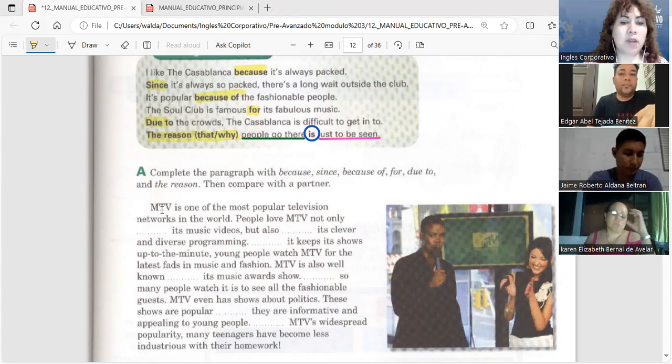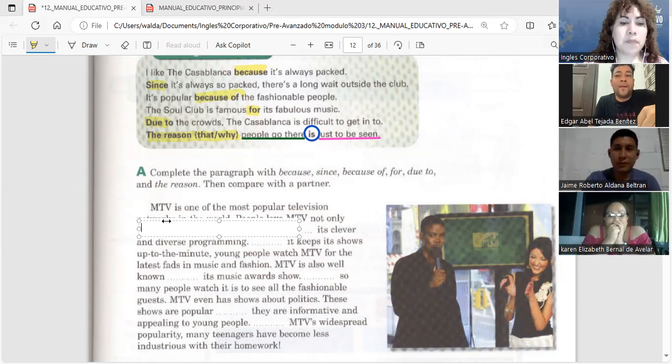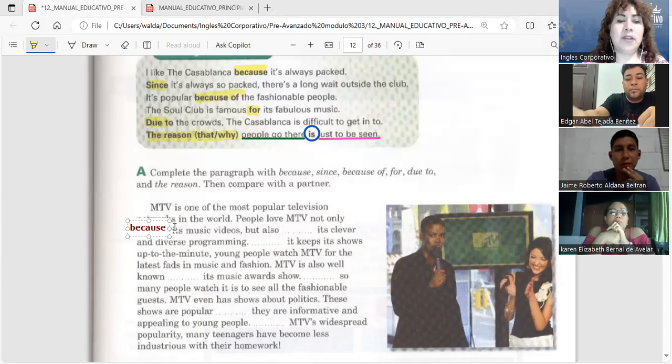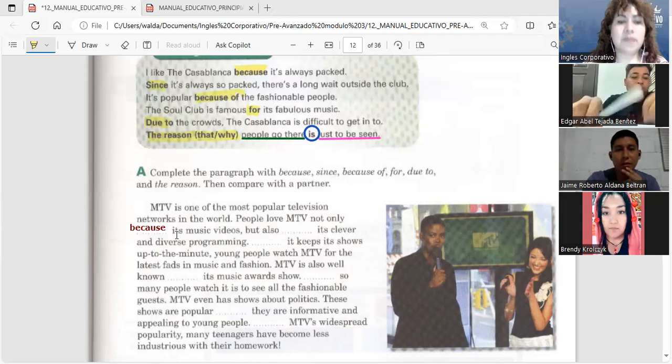Okay, so MTV is one of the most popular television networks in the world. People love MTV not only because of... very good, because. And how do we know this? Because there is the second part, because it's music beat. Exactly. So this is a clause, a complete clause. Because it's a complete idea. We have the noun and the verb, right?